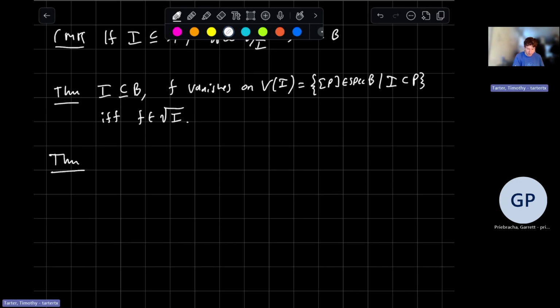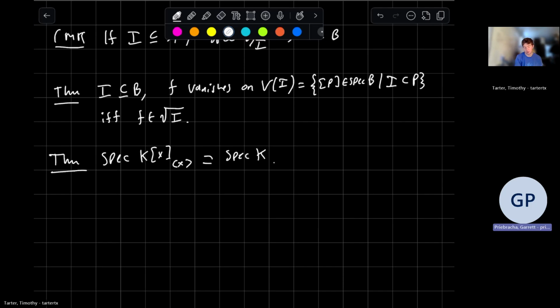And then an easy exercise that I guess I'll state as a theorem is that spec K over X localized at X is just spec K. That makes sense. Yes. Okay.